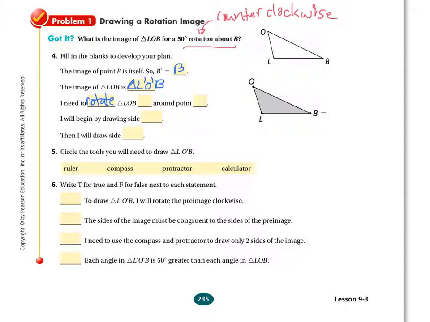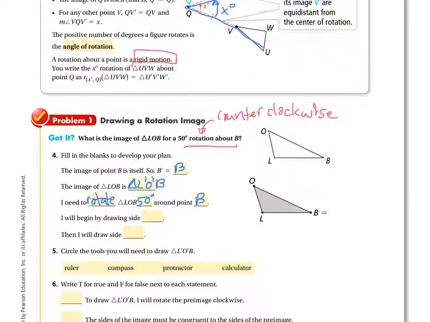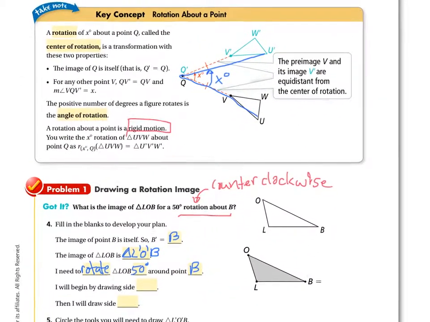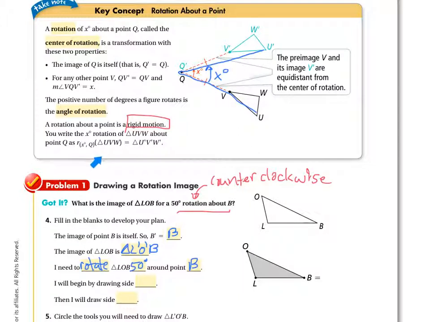How many degrees? 50 degrees around point B. And by the way, I didn't note the difference in notation. Go back above here and look at this notation right here. How does the notation change right here?